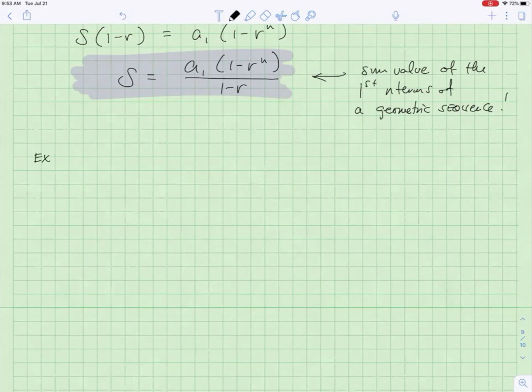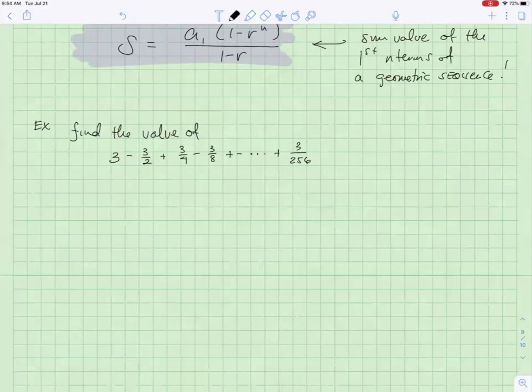Example. Let's see here. Find the value of 3 minus 3 halves plus 3/4 minus 3/8 plus minus ... plus 3 over 256.